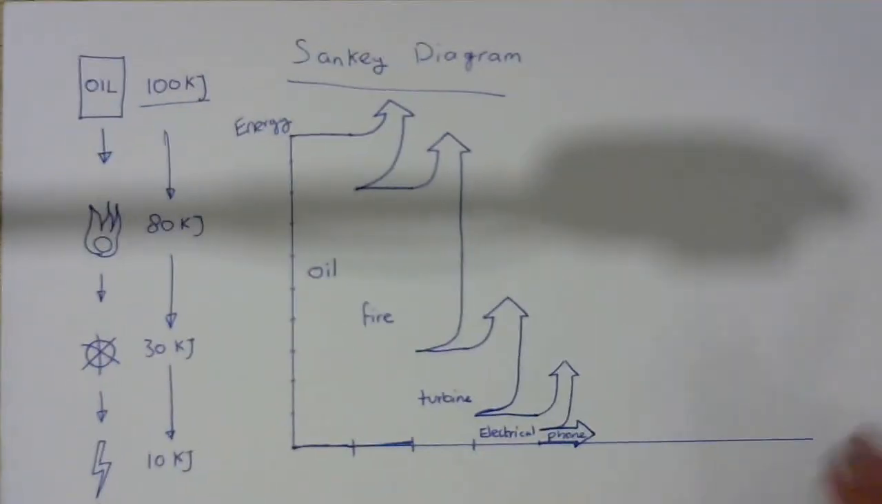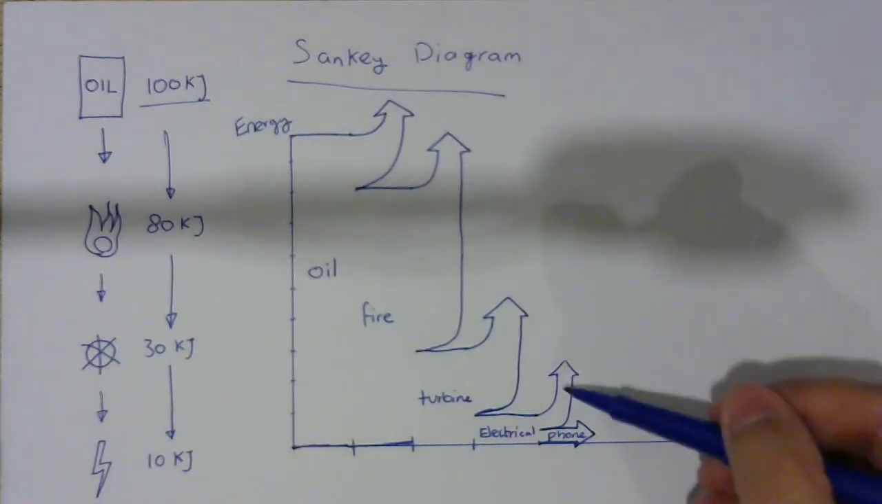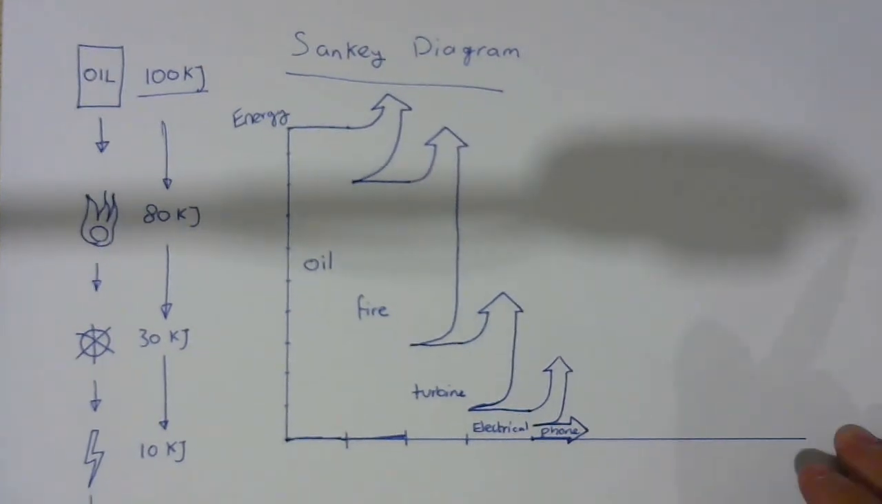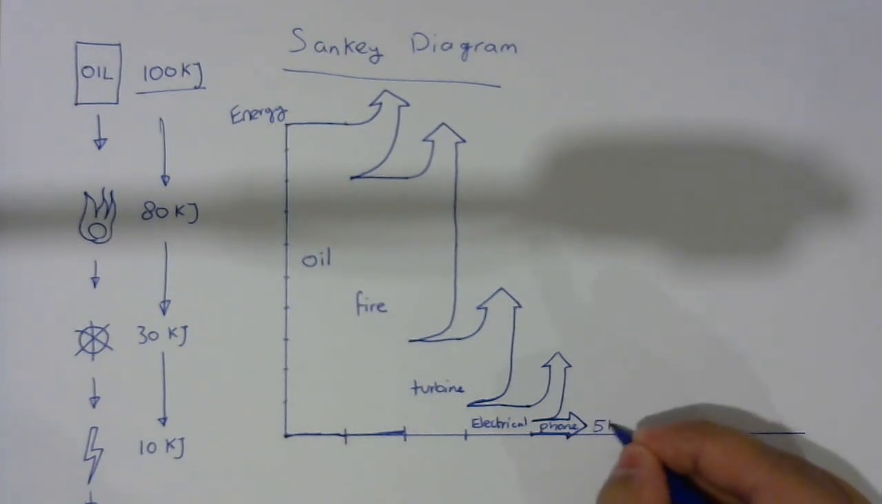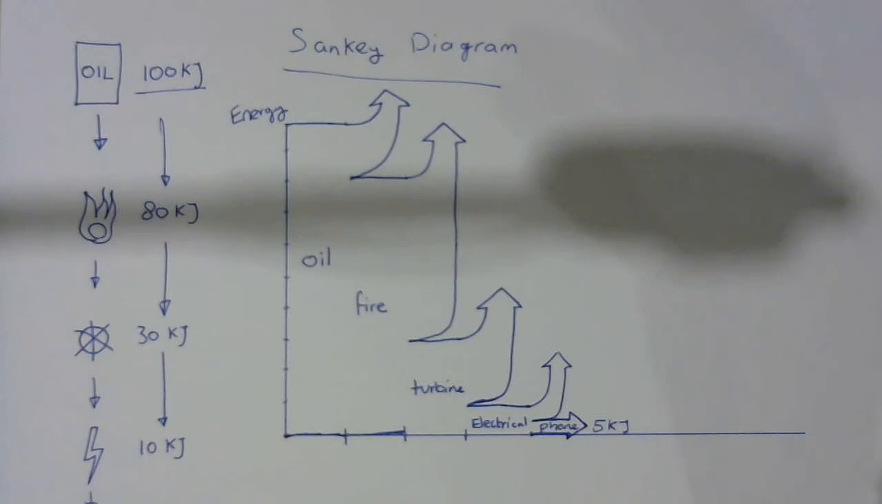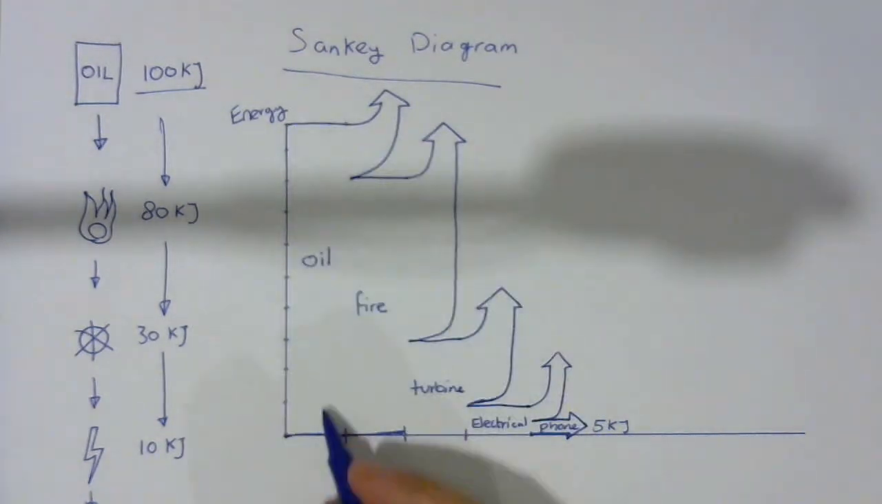So look at this. All of this energy here is lost. 95 kilojoules, 95% of our energy is lost. Only this measly 5 kilojoules of energy makes it down to the phone. And that's what we use to play our games and check out Facebook. This measly 5 kilojoules of energy out of the 100 kilojoules that we started with.